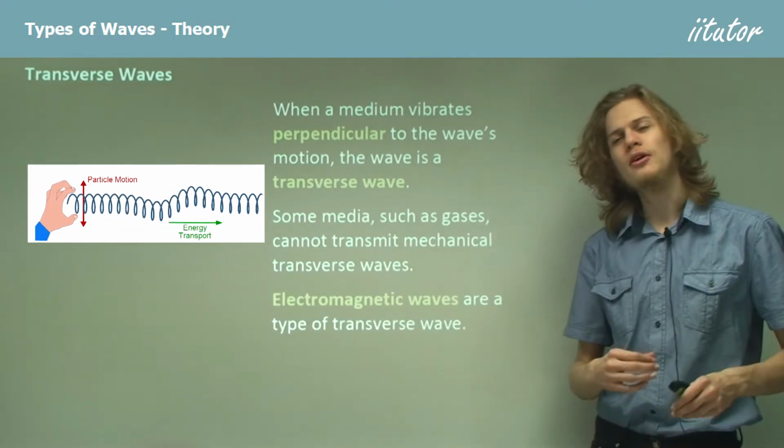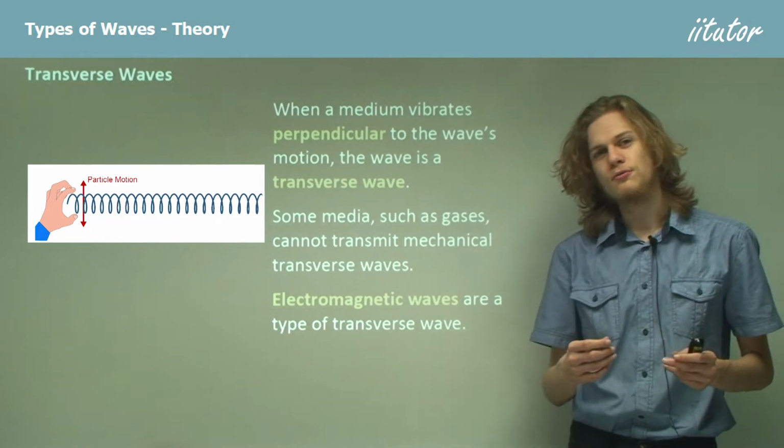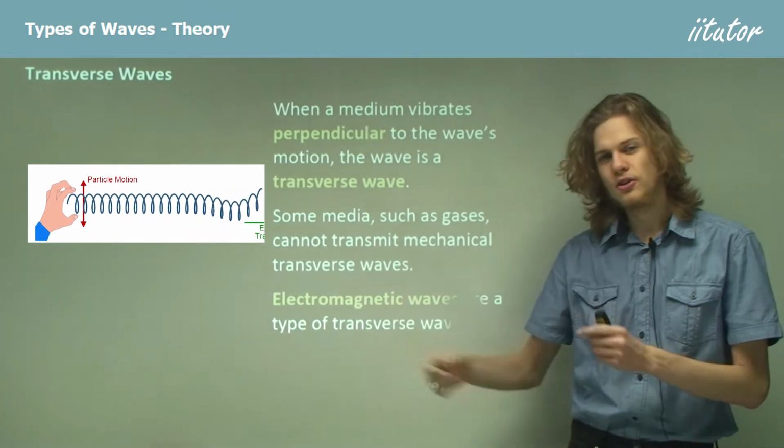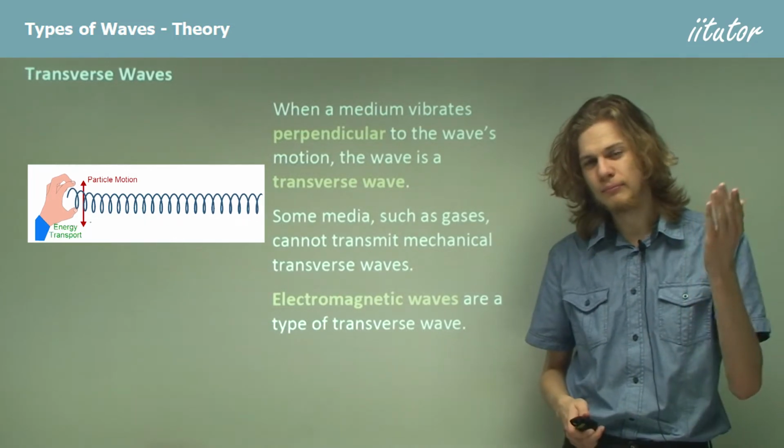Electromagnetic waves happen to be a form of transverse wave, because if we shake an electron in one direction, then the wave will propagate perpendicular to the direction that we're shaking the electron.